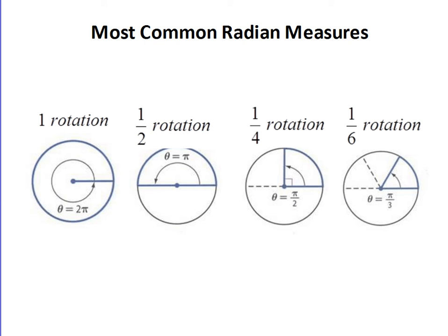So our most common radian measures: one full rotation is 2 pi, half a rotation is pi, a quarter of a rotation is pi over 2, and a sixth of a rotation is pi over 3. A sixth of a rotation you can think of as 60 degrees, a quarter is 90, a half is 180, and one full rotation is 360. So 2 pi and 360 degrees are equivalent. Pi over 3 radians and 60 degrees are also equivalent.